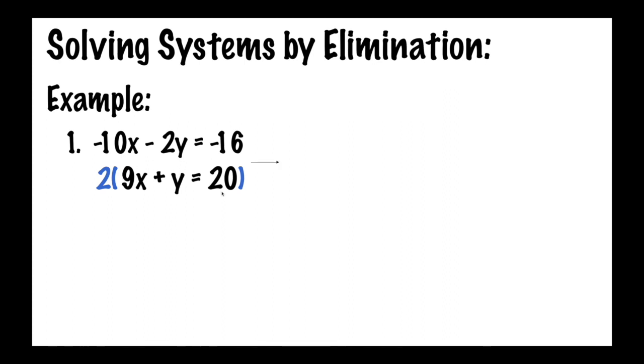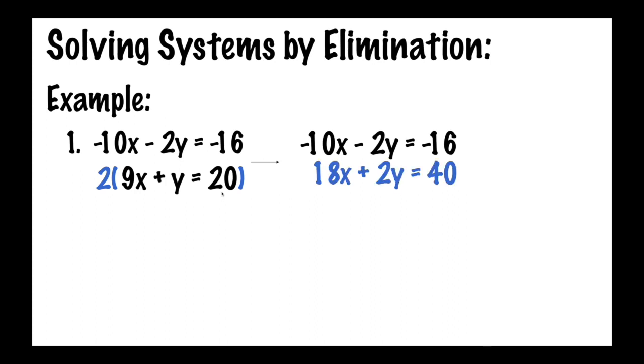Now that is going to give us, I'm leaving the top equation alone, the bottom equation is going to turn into 18x plus 2y is equal to 40. From here, what happens is the y's will cancel just as we wanted them to. Negative 10x plus 18x is going to combine to give us 8x, and then on the other side, negative 16 plus 40 combines to give us 24. Now if I divide both sides by 8, I end up getting x is equal to 3.